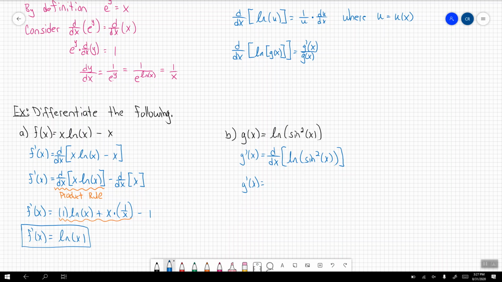If I take the derivative of a natural log function, then I automatically get the argument as the denominator. In other words, the argument is sine squared of x. So this is 1 over the sine squared of x, and now I need to multiply by the derivative of the inside, or the derivative of the argument. So what is the argument for the natural log? That's sine squared of x. Great. Now all I need to do is take the derivative of sine squared of x. So let's keep going.